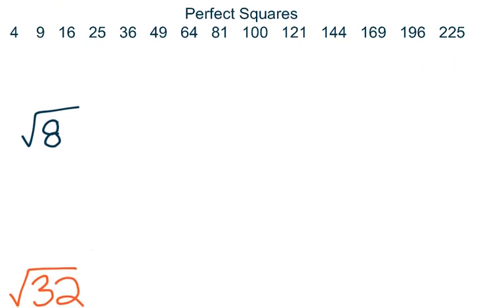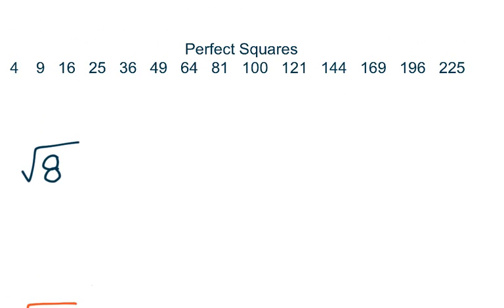So our first example here is the square root of 8. Now 8 is not a perfect square, but can you break it down? The way we do that is we ask ourselves, is there a perfect square that is a factor of 8? In this case, yes, this is 4 times 2. 8 can be rewritten as 4 times 2. And now we ask ourselves, can we take the square root of one of them or both of them?